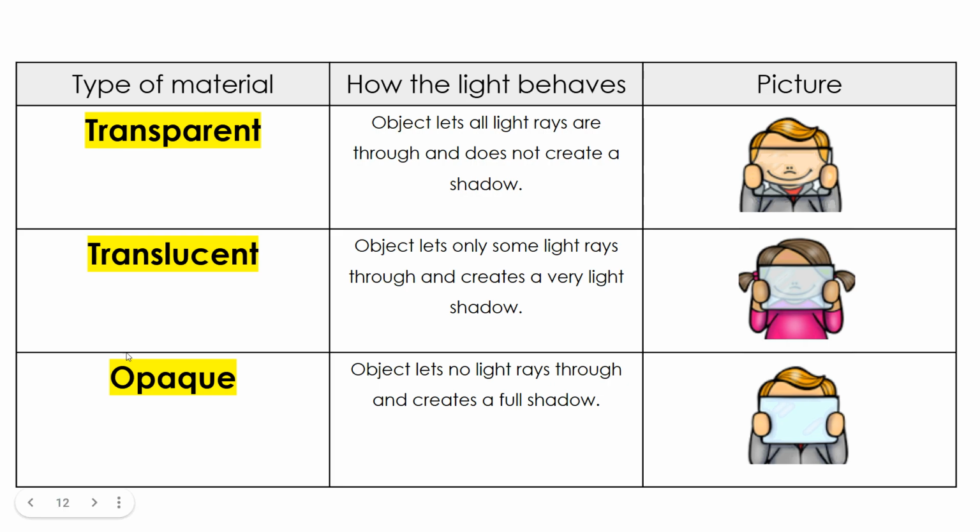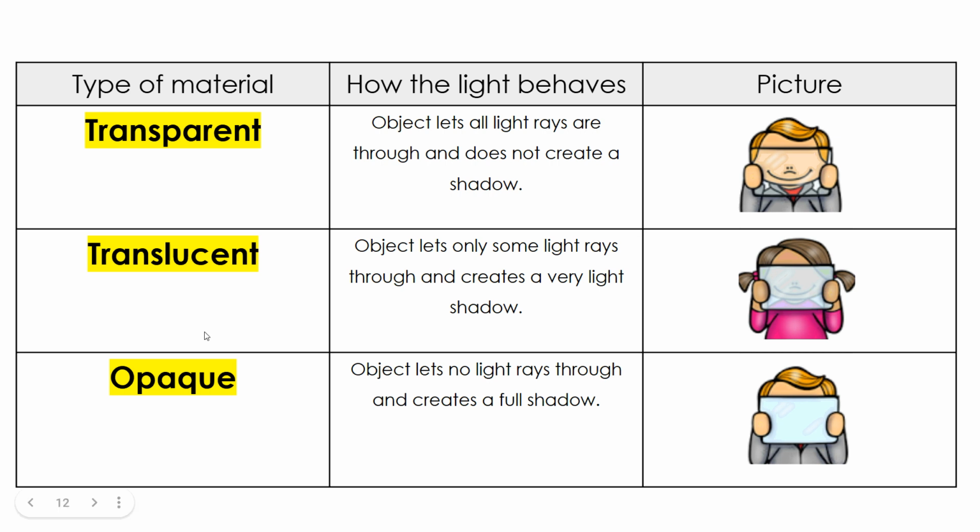The second type of material we have is translucent, and translucent objects only allow some of the light rays through, and they create a very light shadow. So if we look at the girl to the right, we can see her smile, but we do see a bit of a shadow. It's not completely clear.